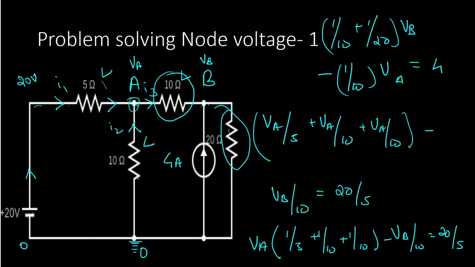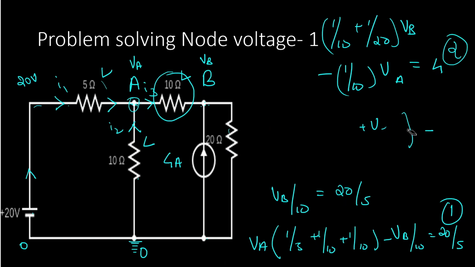So here you can see we have two equations and two unknowns. We have equation 1 and equation 2. Let me erase this so we can write that properly.